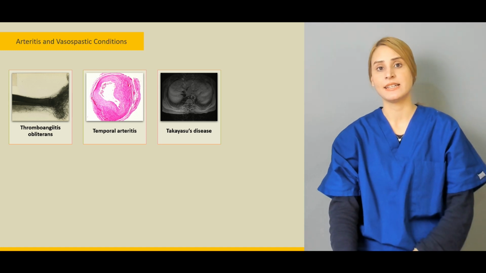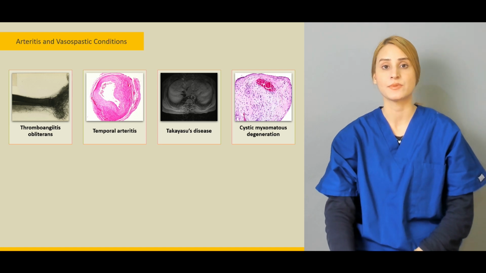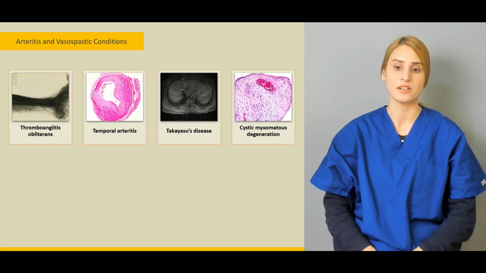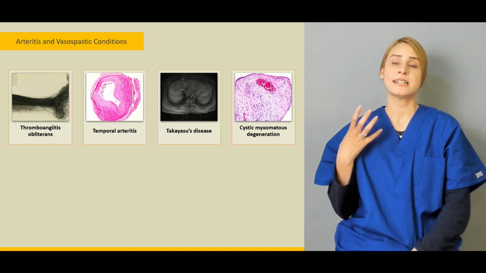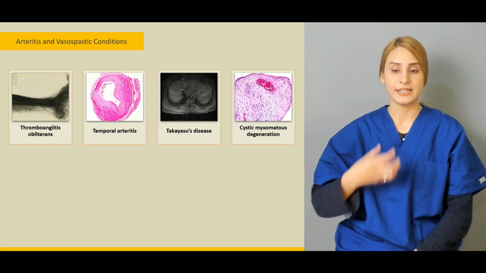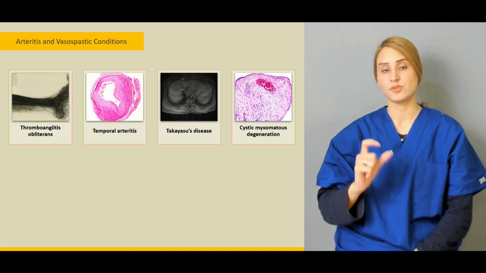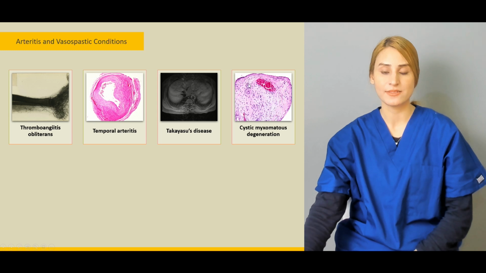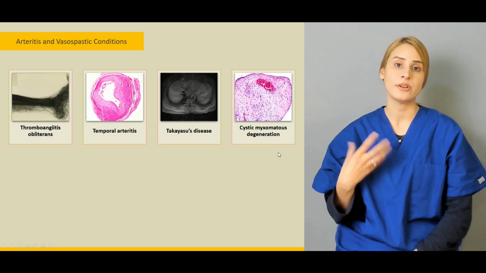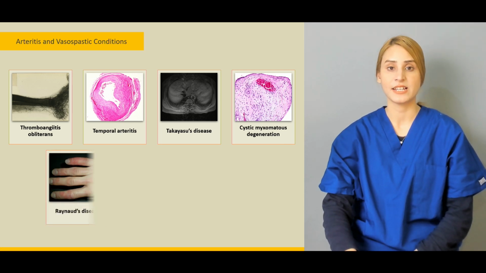Takayasu arteritis is again a type of vasculitis, which involves the medium and larger size arteries. Cystic myxomatous degeneration: within the vessel wall, a clear jelly-like substance is deposited. It's like a ganglion. There's a vessel wall, and you can appreciate a small cystic area in which there is myxomatous degeneration. It's a clear jelly-like substance, just like the ganglion.